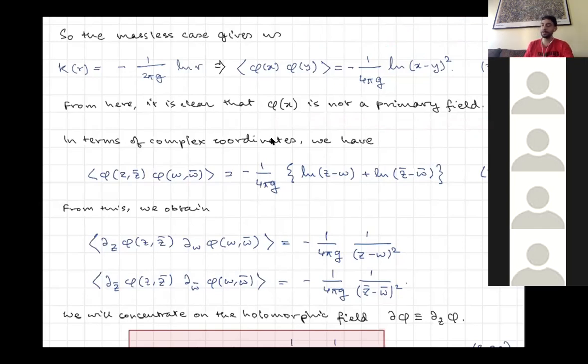In terms of complex coordinates, z and z bar, we can rewrite this. Then it just factorizes, if you wish, into a log of (z minus omega) and (z bar minus omega bar). And now, if you look at del of phi instead of phi, del z of phi with del omega of phi, you see that this actually has a form which is 1 over (z minus omega) squared. So this has the right form of being a primary field. We will see that this is actually true.